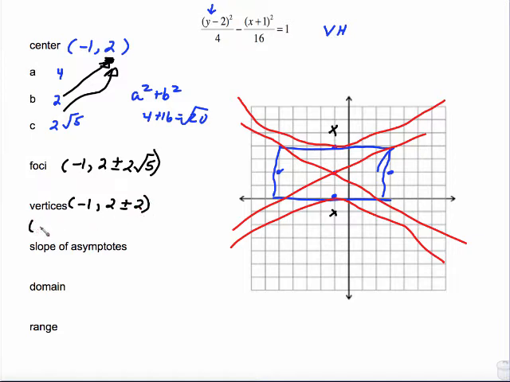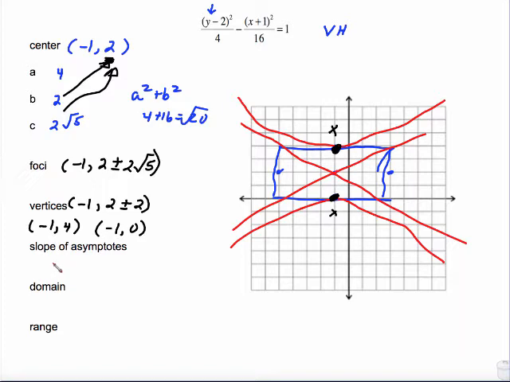Clean that up, doing the high road and low road if you want to think about it that way. 2 plus 2 is 4. 2 minus 2 is 0. And let's check that off the graph. Here's those vertices right there. And that is negative 1, up 4. That's that one right there. This is negative 1, 0. That's that one right there.